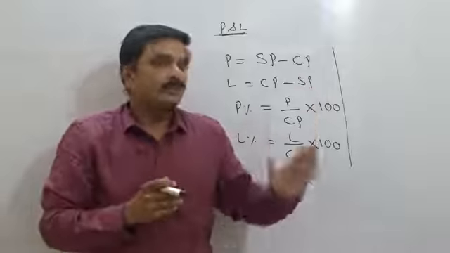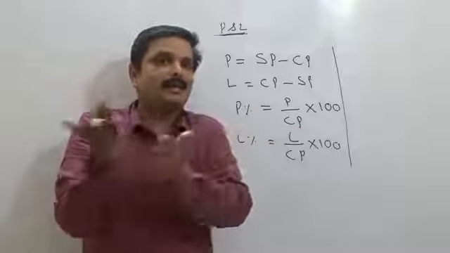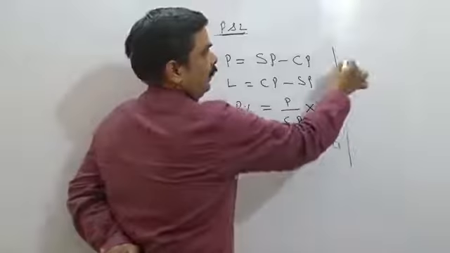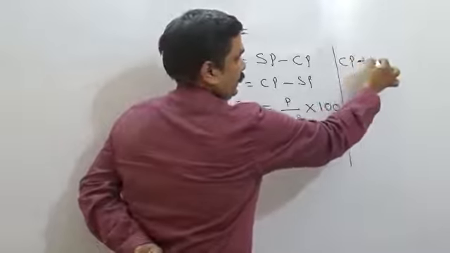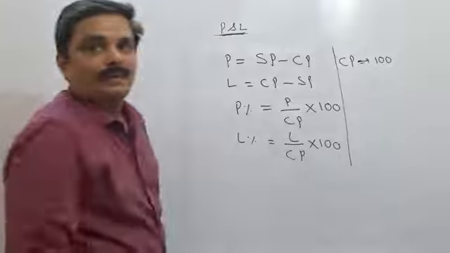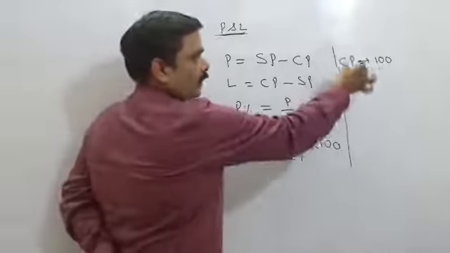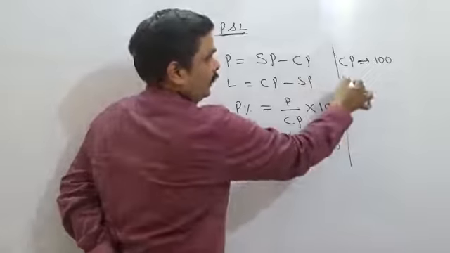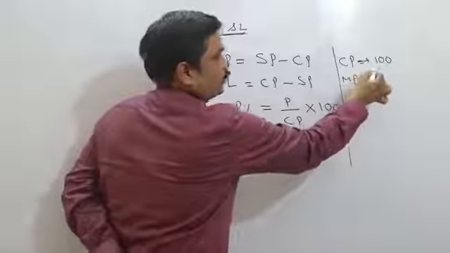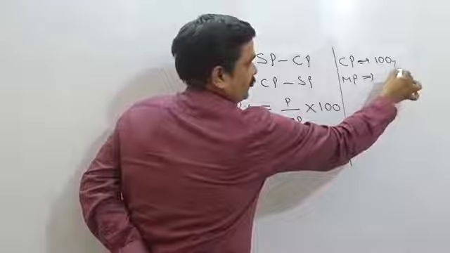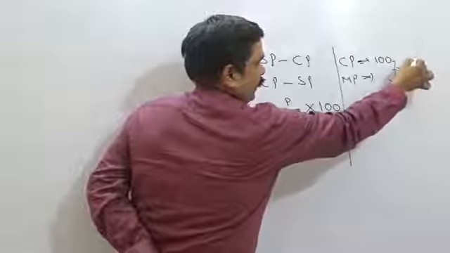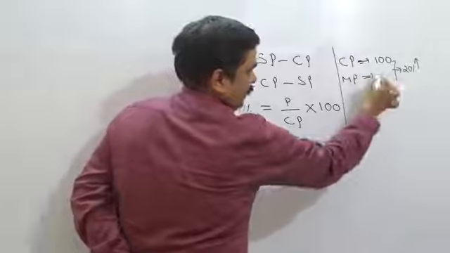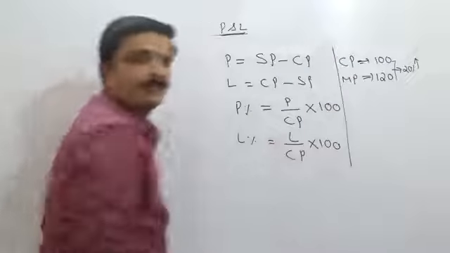Suppose a trader intends to keep a margin. For example, a trader purchases an article for, let us take the cost price as 100 rupees. Then he intends to get a profit of 20% over that, so he marks the price 20% above the cost price. In this case, he lists or marks the price as 120 rupees, obviously, right?